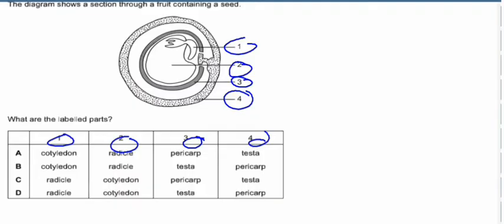So one is called the radicle, then two is called cotyledon, then three is called a pericarp, and then four is called the testa. So the answer here is just going to be C.